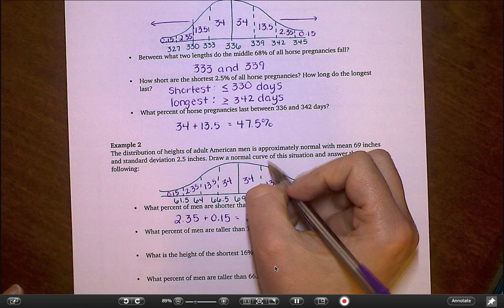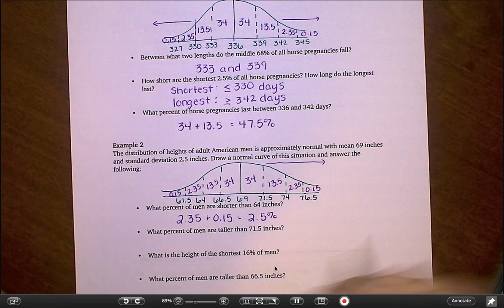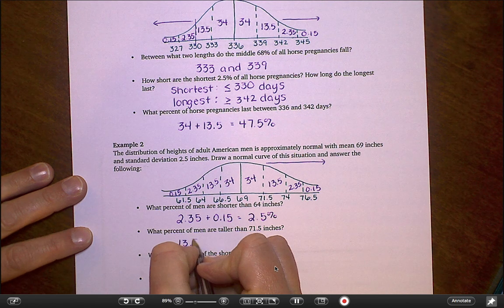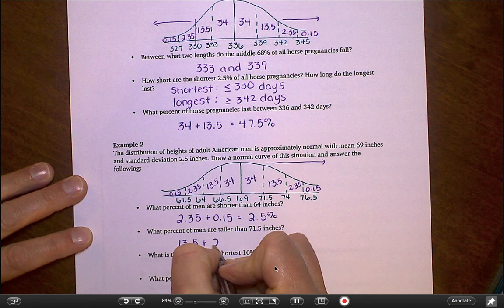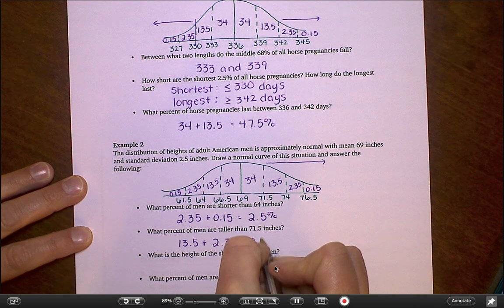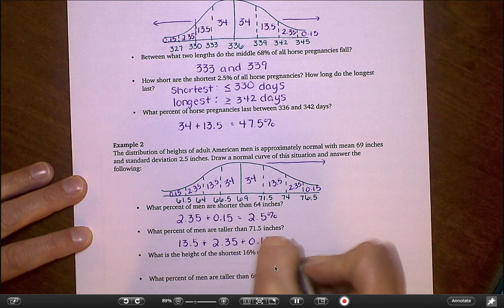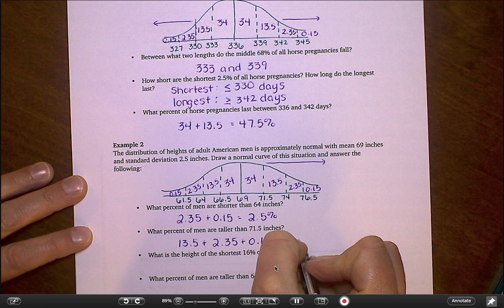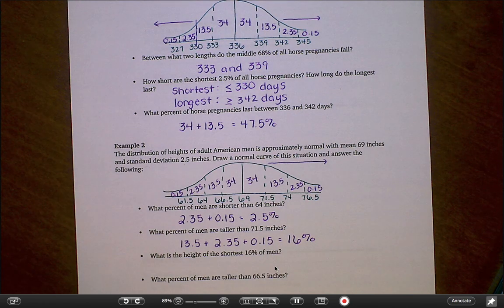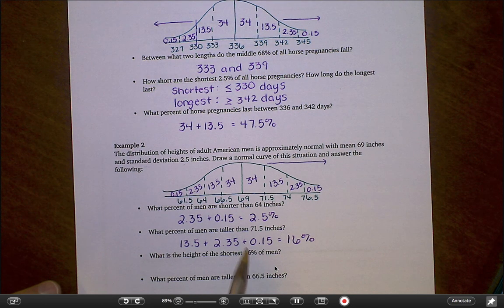What percent of men are taller than 71.5? So that would be everything from here over. So I'm really doing 13.5 plus 2.35 plus 0.15. Should give me 16%, I believe. Yep.